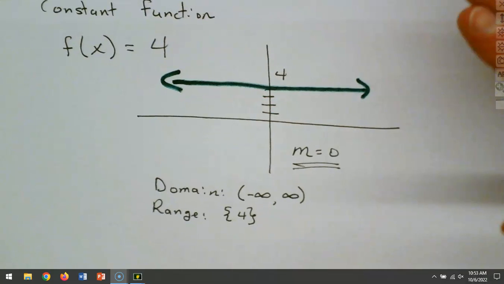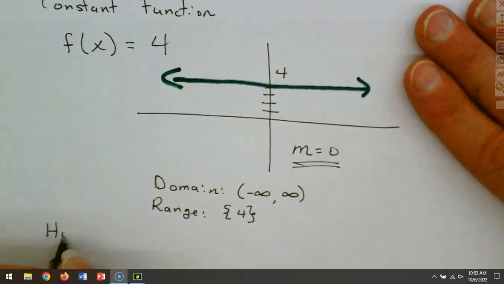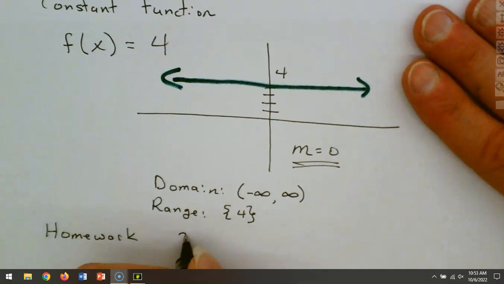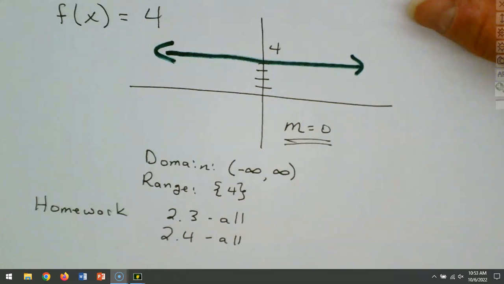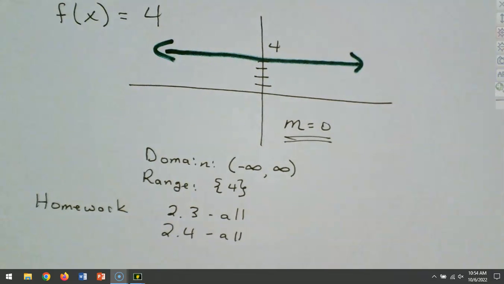What's going to be our homework? Well, our homework is going to be 2.3. You can do them all again. And 2.4. You can do them all. They should not take that long to do this homework. Chapter 2 is much, much quicker to go through.